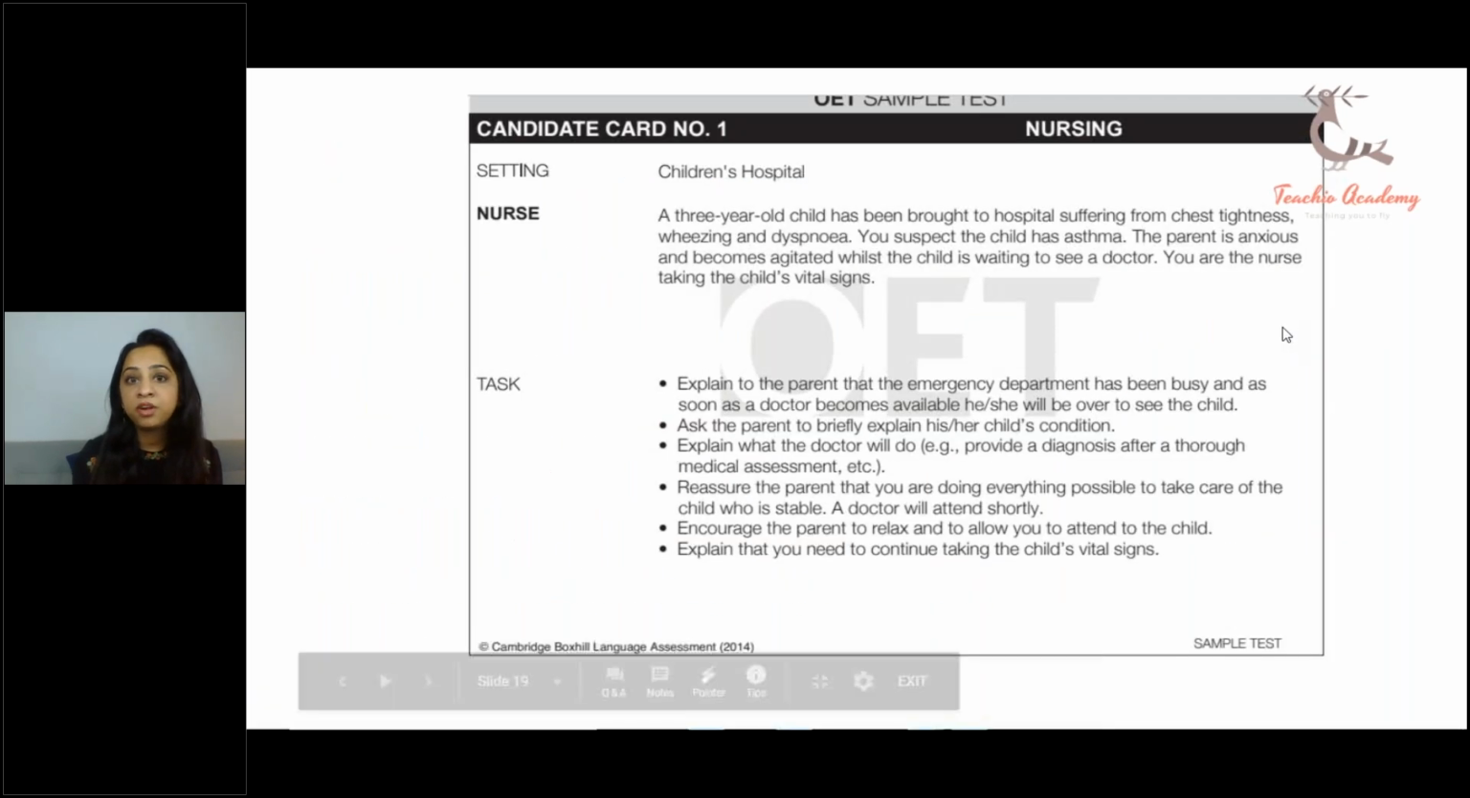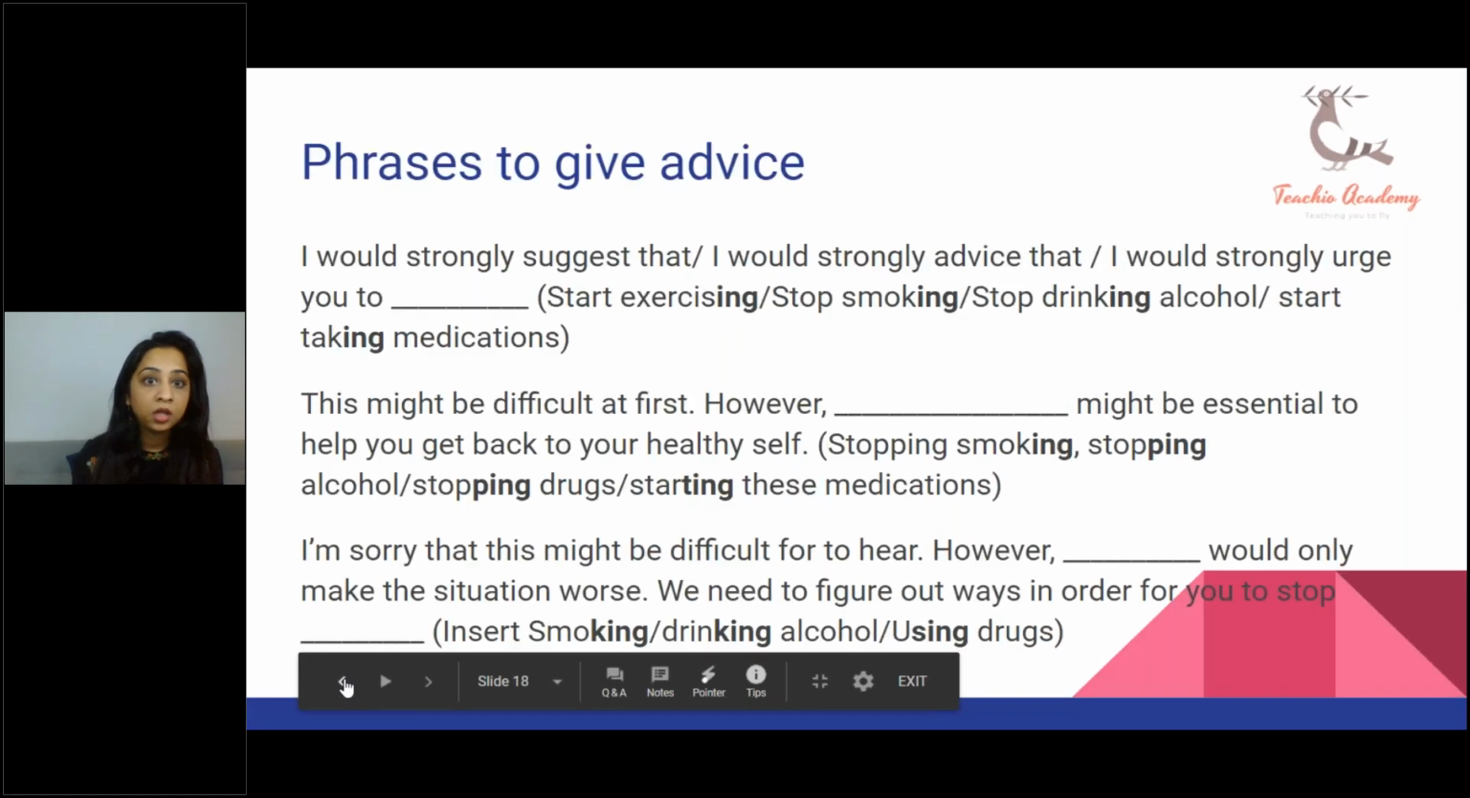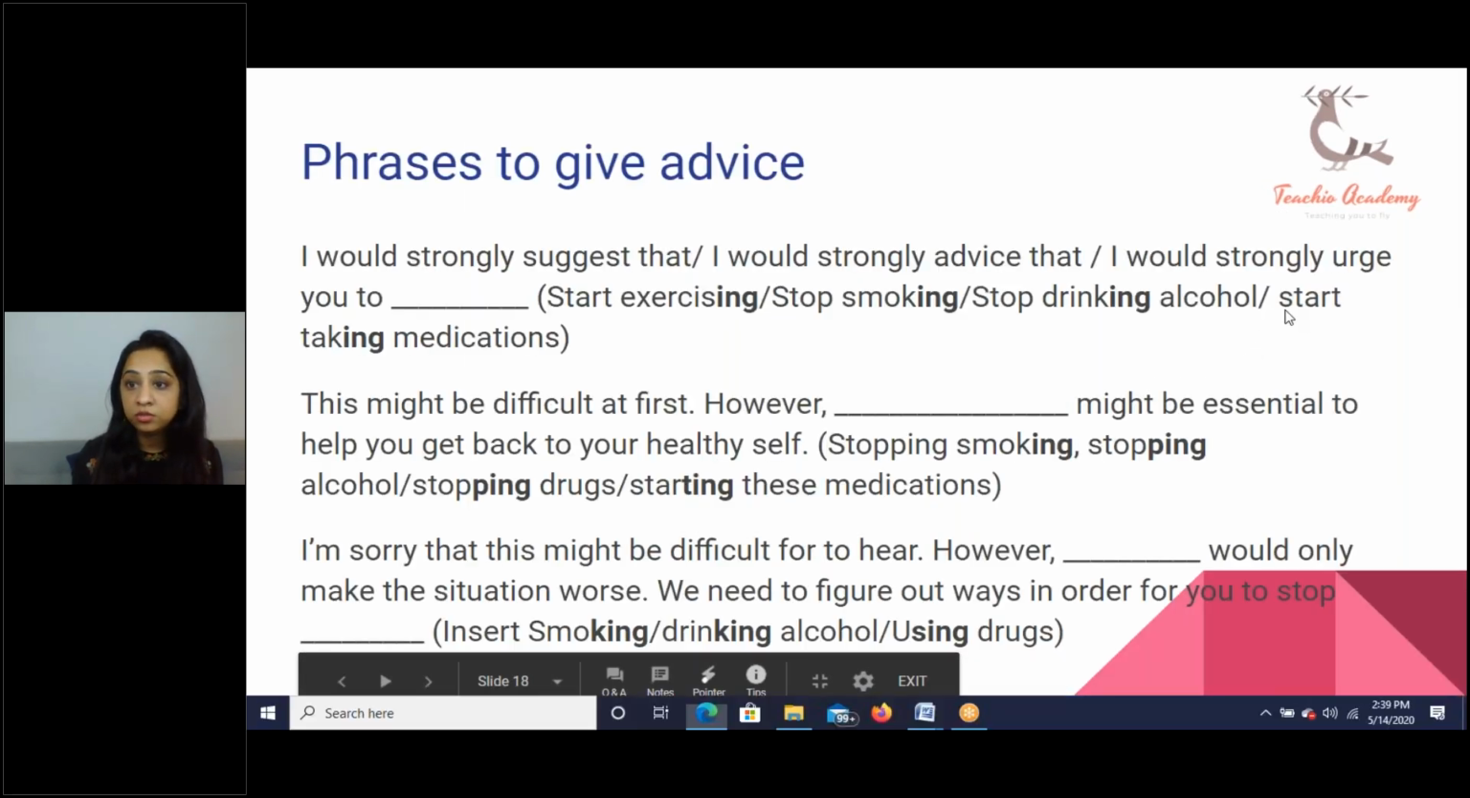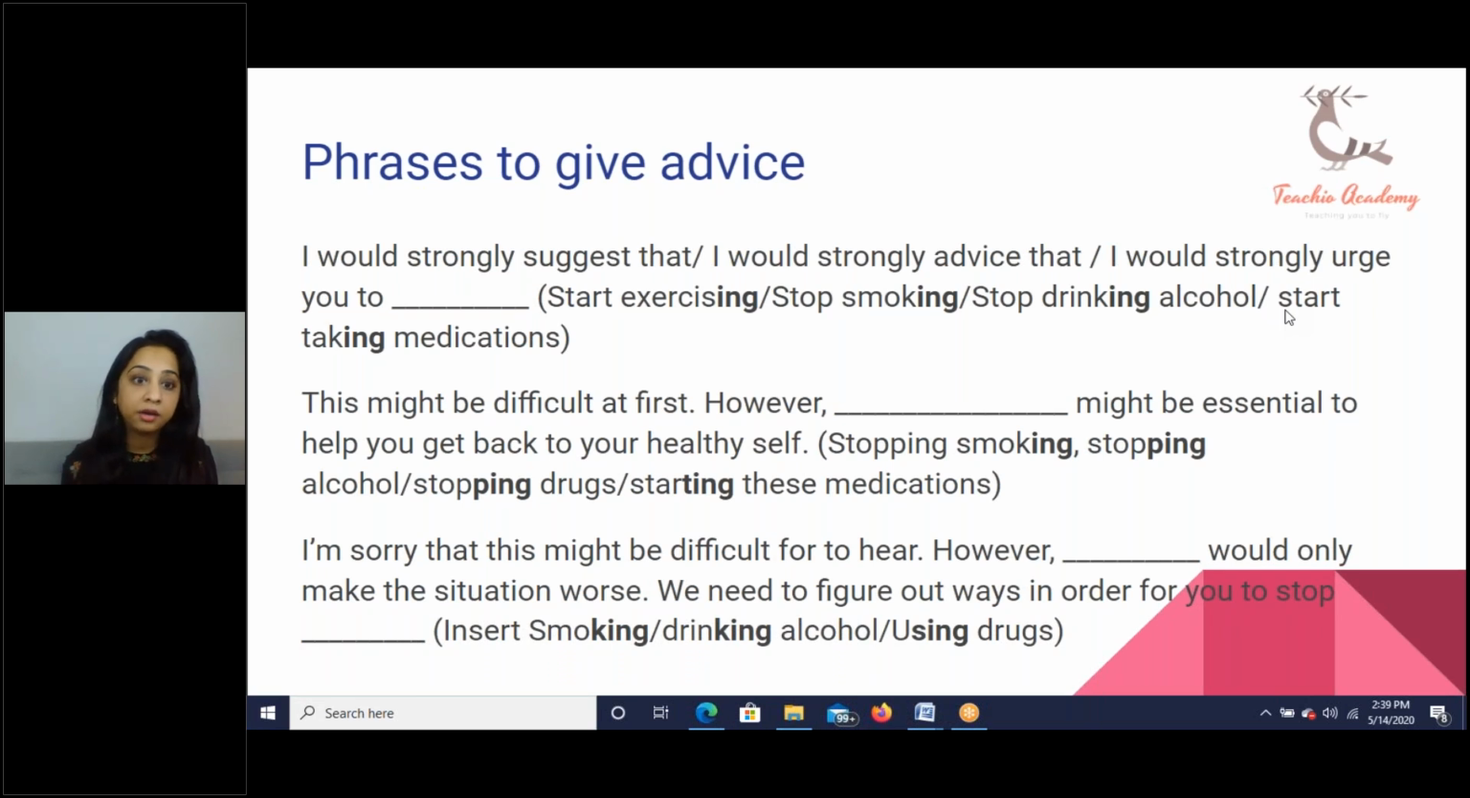All right. Now, some phrases that we can use in order to give advice are these three. The reasons that I've made some things in bold is because these are common mistakes that people make. Some phrases that we can use are, I would strongly suggest that, I would strongly advise that, I would strongly urge you to, and then you put in start exercising. So that's an ing after the verb that you want them to do. Or stop smoking. So instead of smoke, you cut down the e and you add ing.